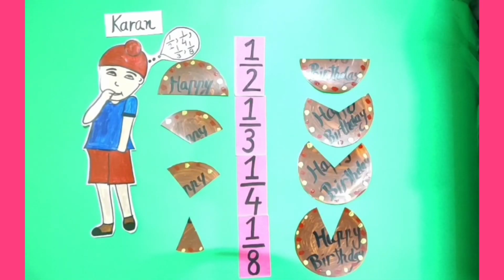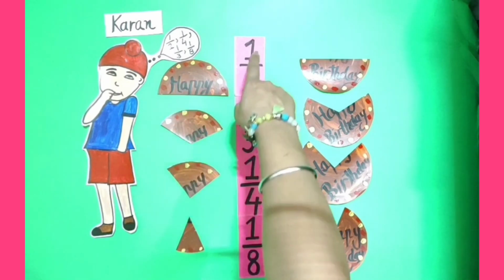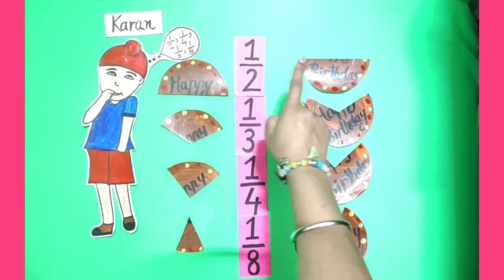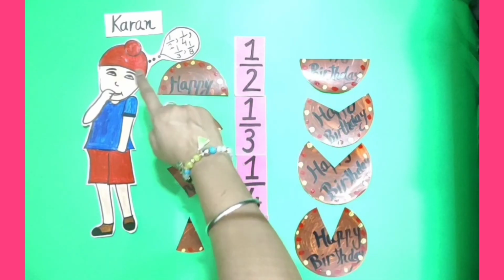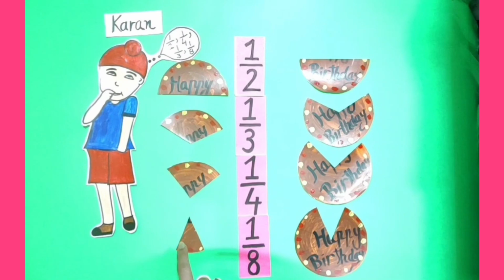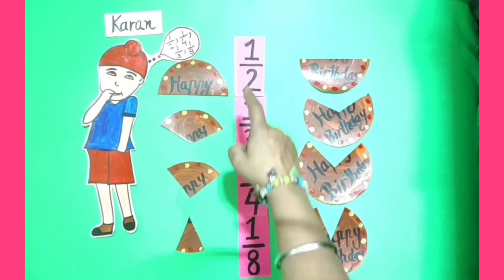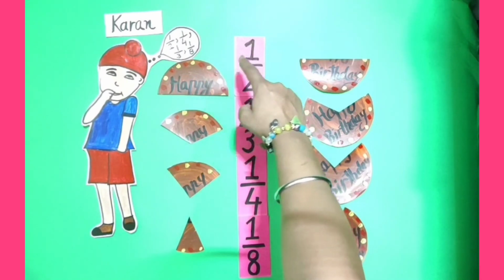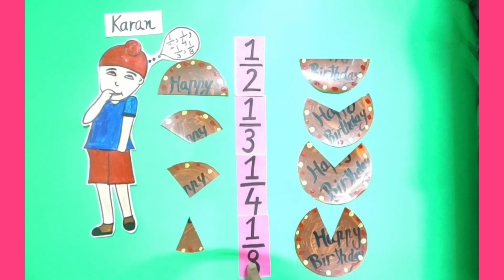Dear students, after carefully observing this, which part of the cake seems to be the greatest one and which seems to be the smallest one? Yes, 1/2 part of the cake seems to be the greatest one, and 1/8 part of the cake seems to be the smallest one. That means fraction 1/2 is the greatest fraction and 1/8 is the smallest fraction out of these fractions.